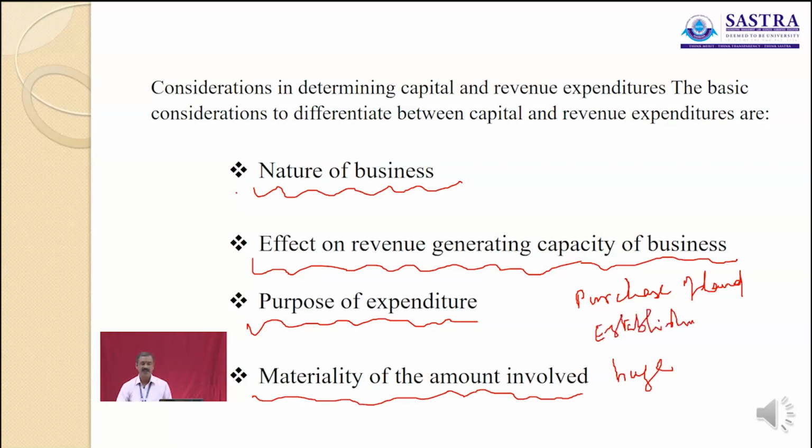The relative proportion of the amount involved is considered in distinguishing between revenue expenditure and capital expenditure. If the amount of expenditure is material, it is treated as capital expenditure even if the expenditure does not increase the productive capacity of the asset. On the other hand, when the amount of expenditure is immaterial, it is treated as revenue even if the benefit of the expenditure extends beyond one accounting period.